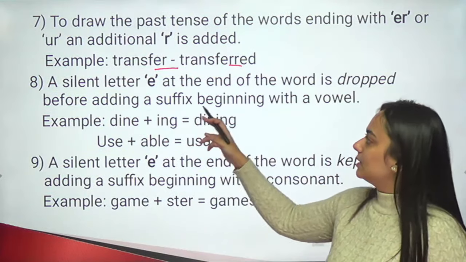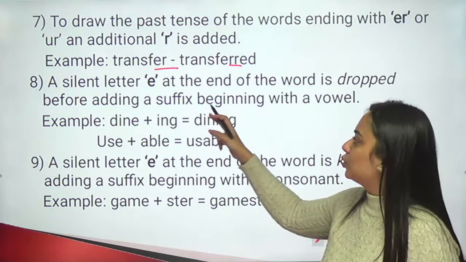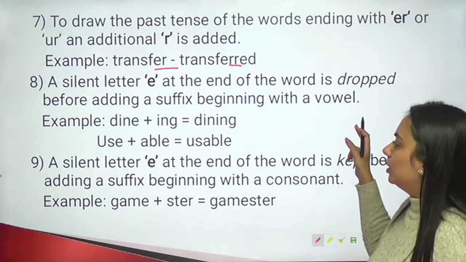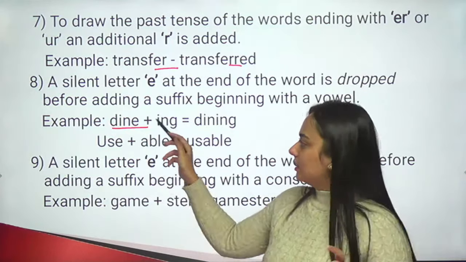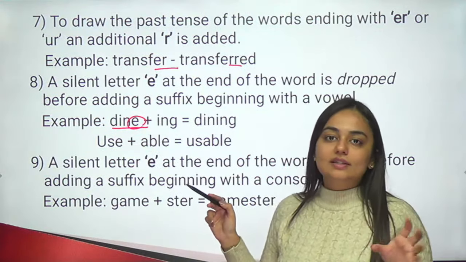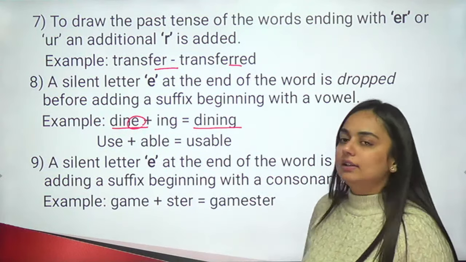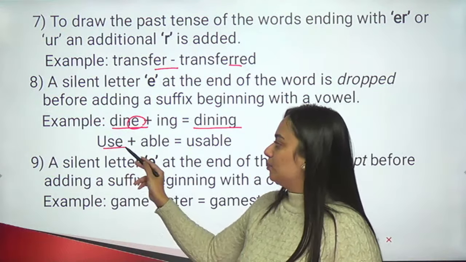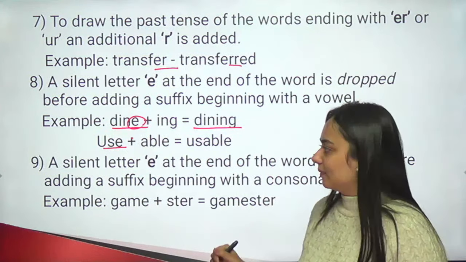A silent letter E at the end of the word is dropped before adding a suffix beginning with a vowel. For example, dine. Now in dine, E is silent. This is not diney, it's dine. So you can simply drop this E and write dining. Use plus able, usable. You don't have to use E.